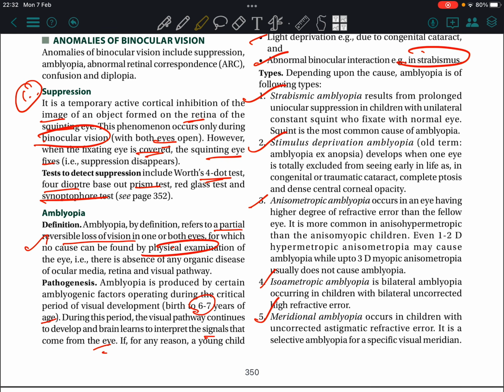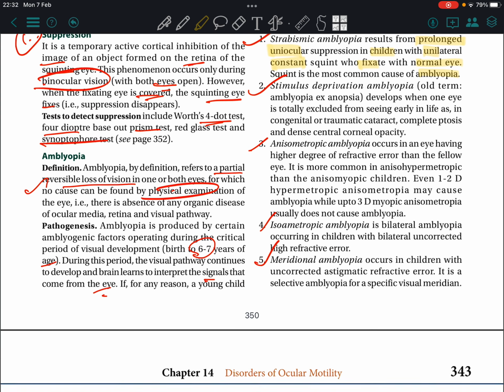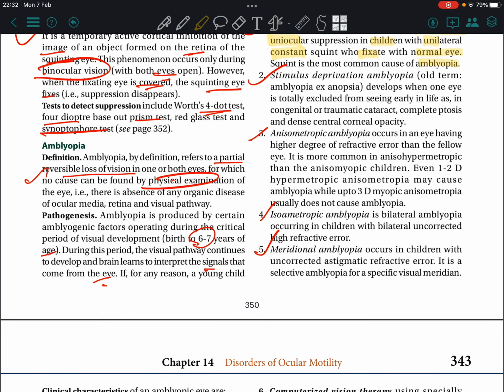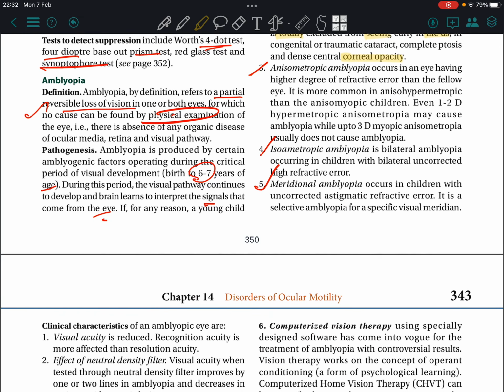Strabismic amblyopia results from prolonged uniocular suppression in children with unilateral constant squint who fixate with the normal eye. Squint is the most common cause of amblyopia. Stimulus deprivation amblyopia develops when one eye is totally excluded from seeing early in life, as in congenital or traumatic cataract, complete ptosis, and dense central corneal opacity. Anisometropic amblyopia occurs in the eye having a higher degree of refractive error than the fellow eye.